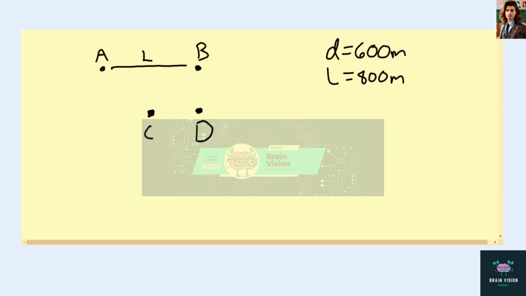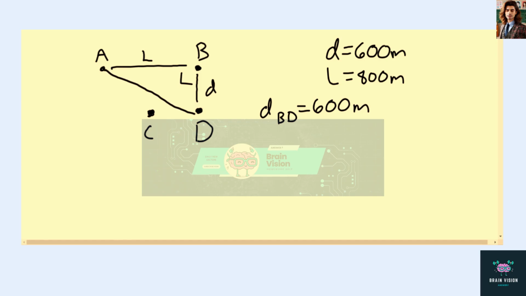So we need to figure out the distance between point D and B and from D and A. So B to D is just lowercase d because that's how far the ship is from the coastline. So that's pretty self-explanatory, but we can say that the distance from B to D is equal to 600 meters. And then we have to figure out what the distance from A to D is.